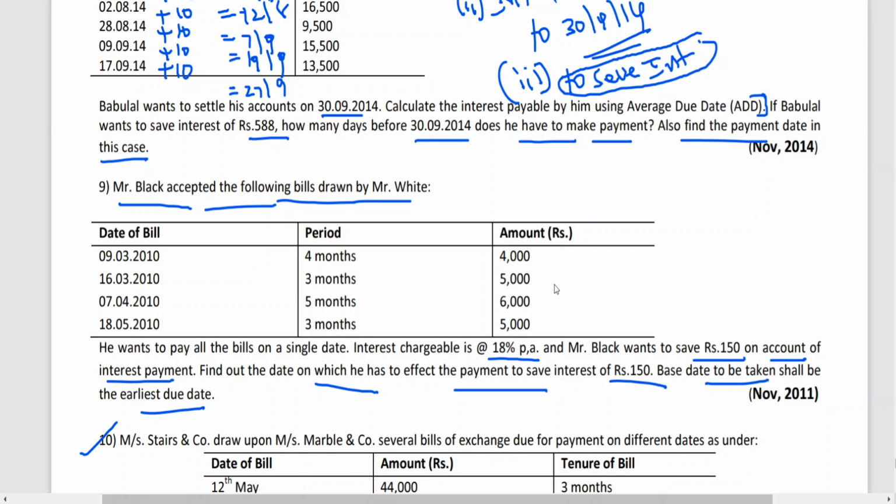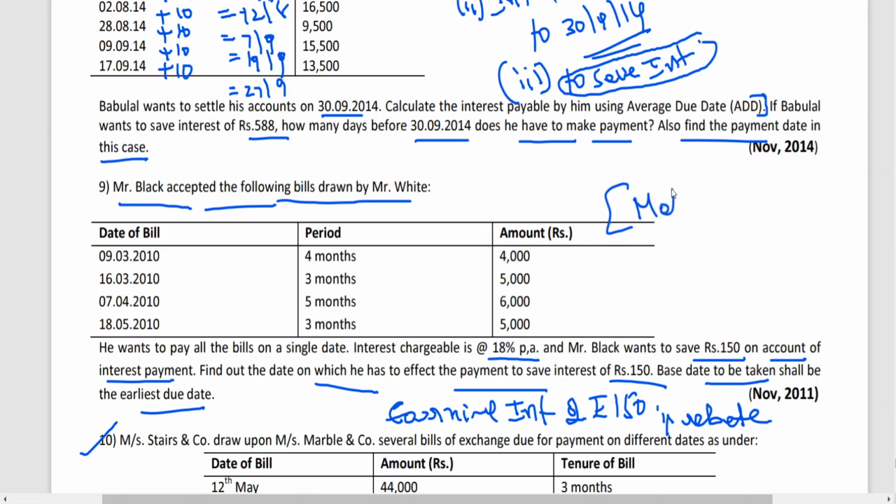Now the question is, here he wants to save interest of 150, whereas earlier he wanted to save interest of 588. How many days before 30th September is the payment to be made? But here the payment date is not given. Then saving interest is nothing but earning a rebate of 150. You know rebate? Making the payment before the due date. This problem is making the payment before due date.